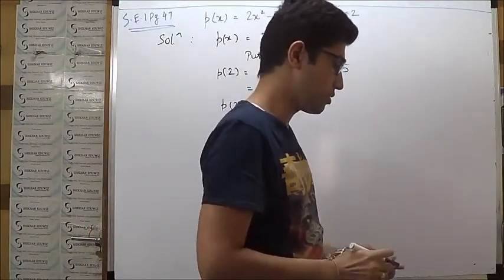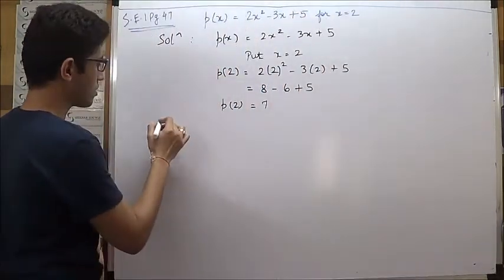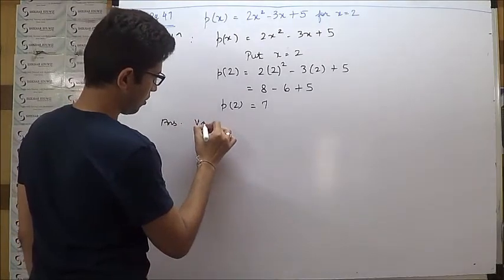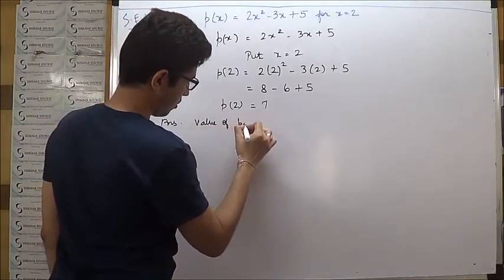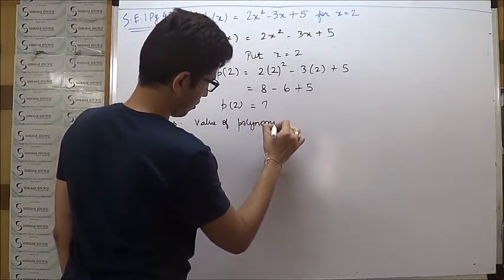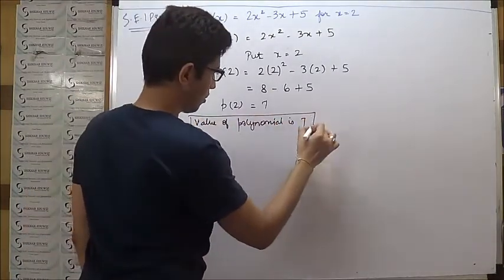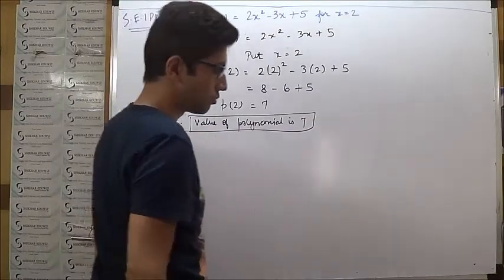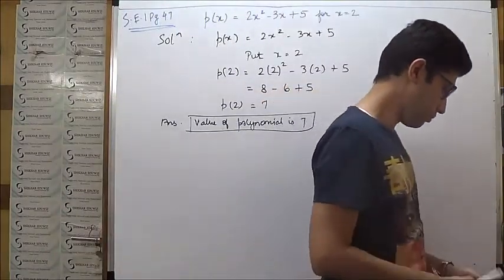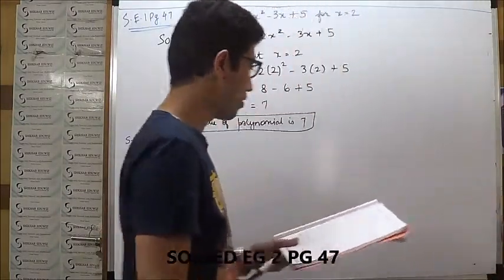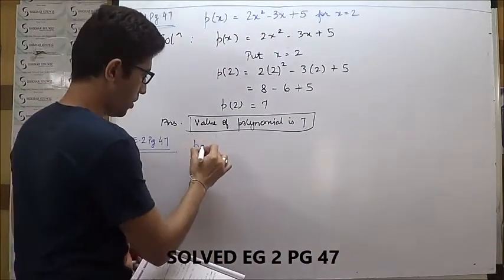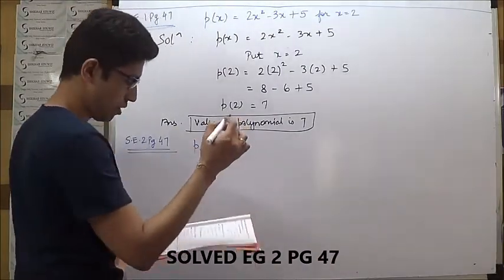So write the final answer. Value of the polynomial is 7.